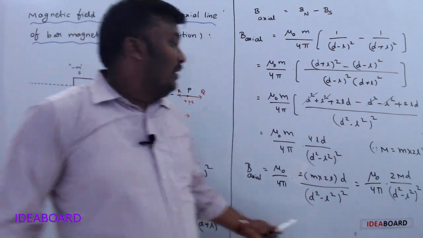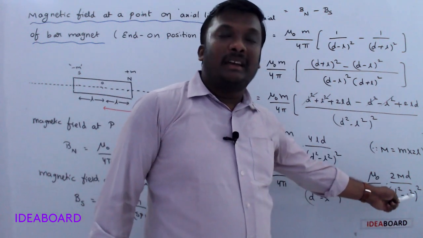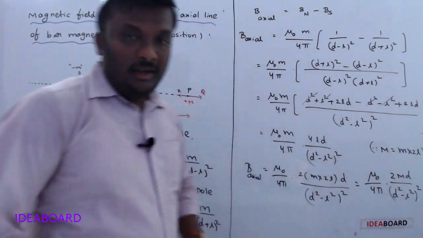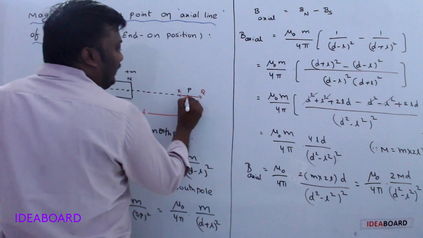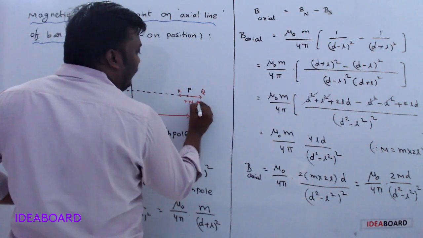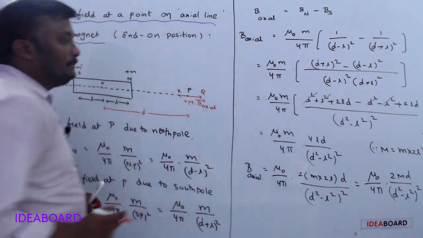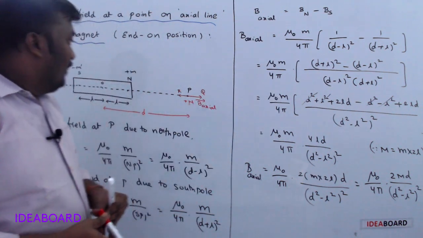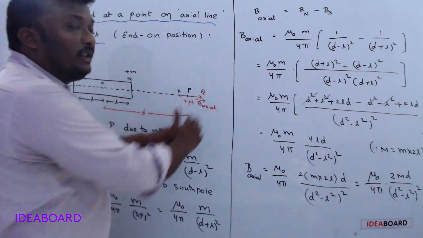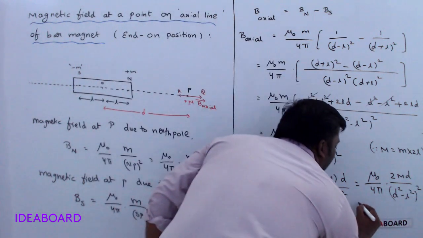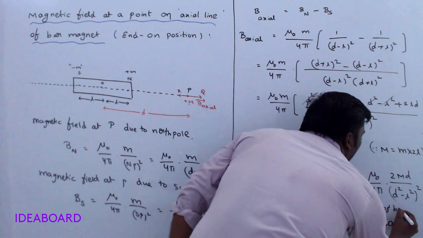So what is the final formula? Mu naught by 4 pi into 2Md by (d square minus L square) whole square. And what is the net direction? Along the axial line, the direction of the magnetic field is in this way, from the south pole to the north pole of the bar magnet. What is the direction? South pole to north pole of the bar magnet.